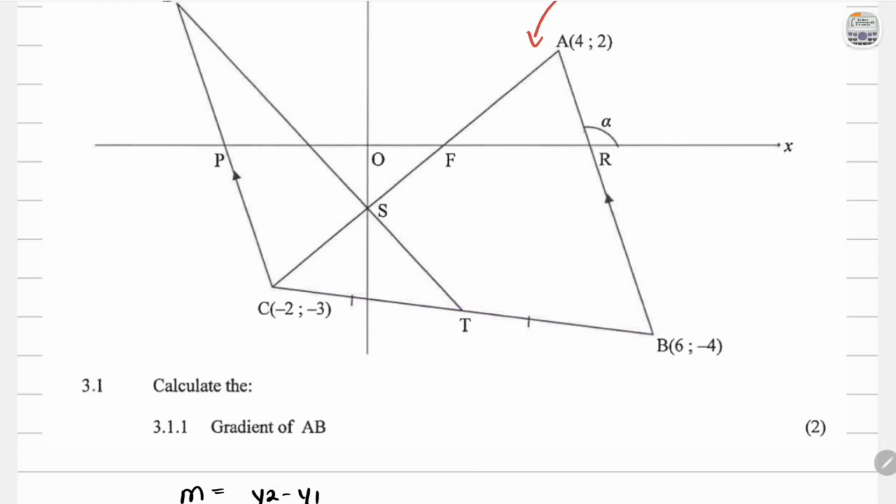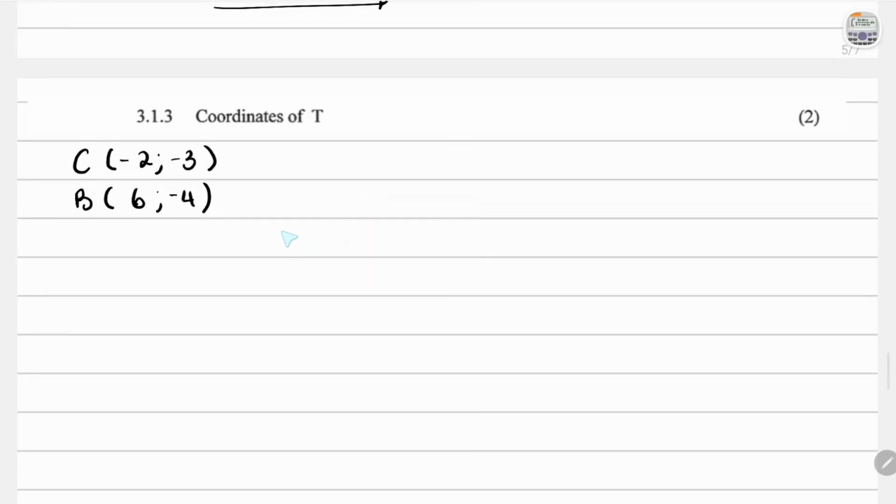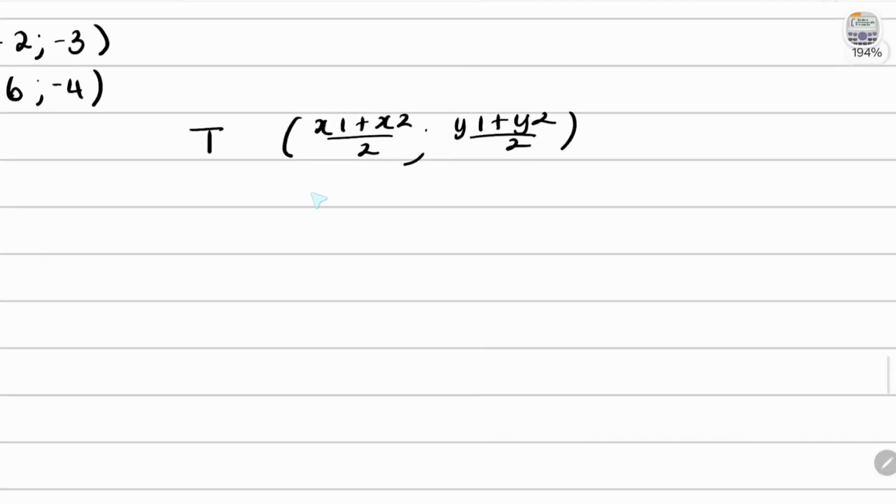Okay, so our points are C and B. Let's write them down and use the midpoint formula. Okay, so that is what we have. And to find t as the midpoint, it is (x1 plus x2) over 2, and then (y1 plus y2) over 2. Okay, just a half of all those.